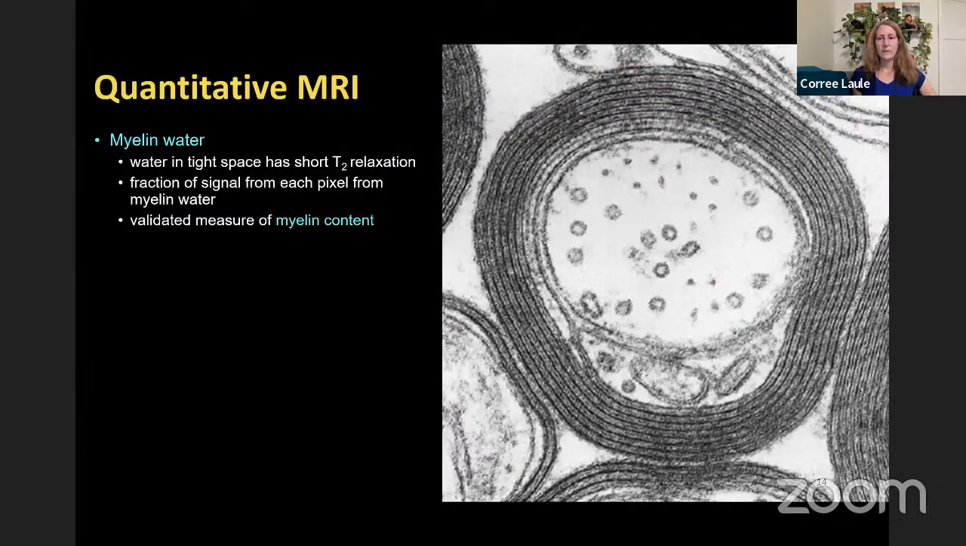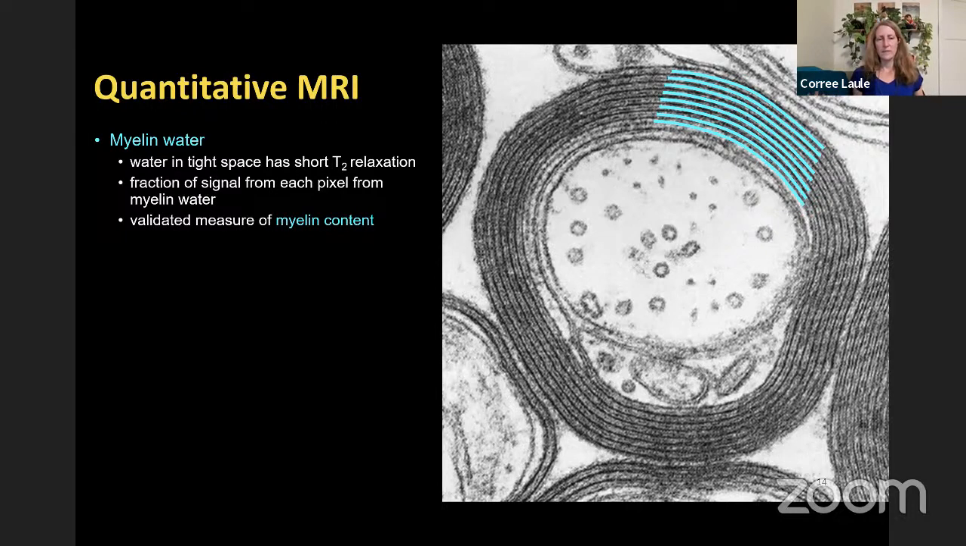In terms of some of the MRI techniques that we're using on this tissue, this is just a very high-level explanation of some of the different methods. One that we're doing is called myelin water imaging. This is a technique that looks at the water that's trapped inside the myelin bilayer. This water has a short T2 relaxation time. It's much shorter than water in other spaces.